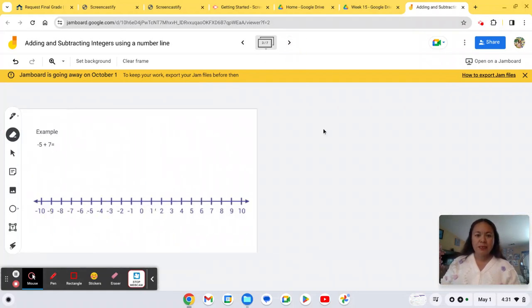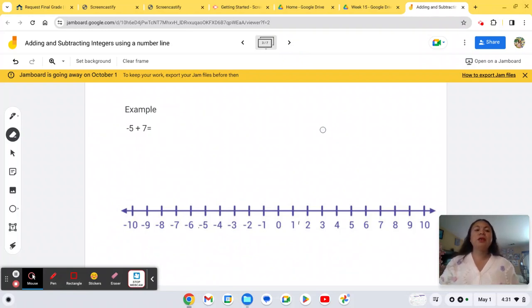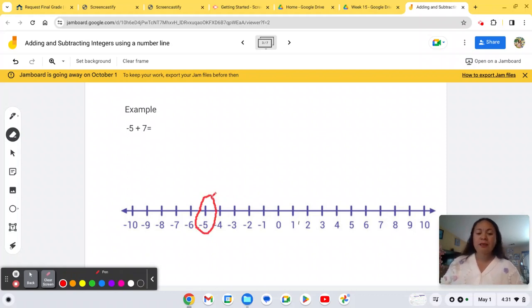For example, if we are adding negative 5 and 7, so we have negative 5 plus 7. First step, you are going to mark negative 5. And since you are adding, your direction is to the right. We are adding 7 units, so we're going to move 7 units to the right. Count with me. 1, 2, 3, 4, 5, 6, 7. And our answer is a positive 2.